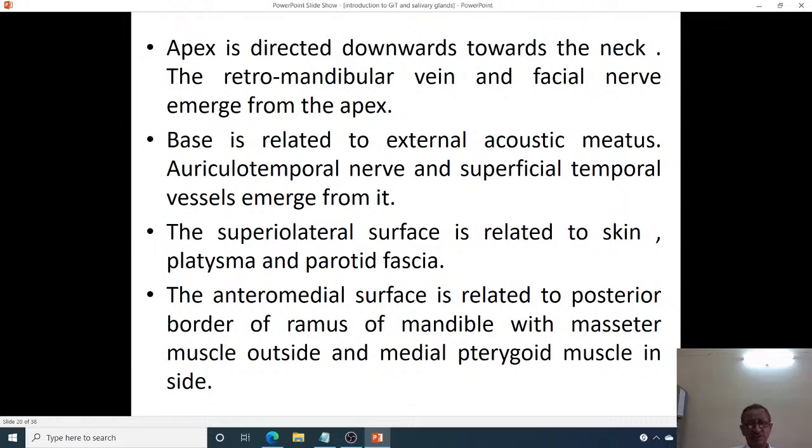The superior-lateral surface is related to the skin, platysma and parotid fascia. The anteromedial surface is related to the posterior border of the ramus of the mandible with masseter muscle outside and medial pterygoid muscle inside.